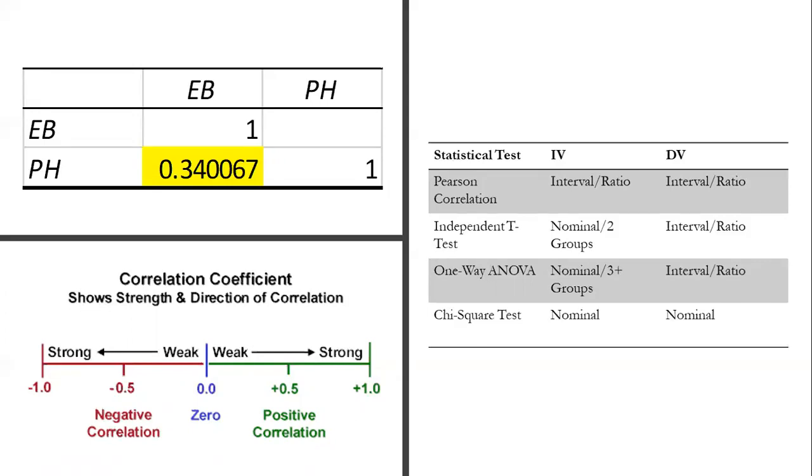But if I want to understand how strong this relationship is, then I need to look here, okay? So I'm going to look on the positive side because this is a positive relationship. I see here that it's a weak relationship because this number here is 0.34. So I'm going to match this number up with what I see here. 0.34 is somewhere around here. So it's telling me that although there is indeed a positive correlation between emotional balance and physical health, this correlation is a weak correlation.